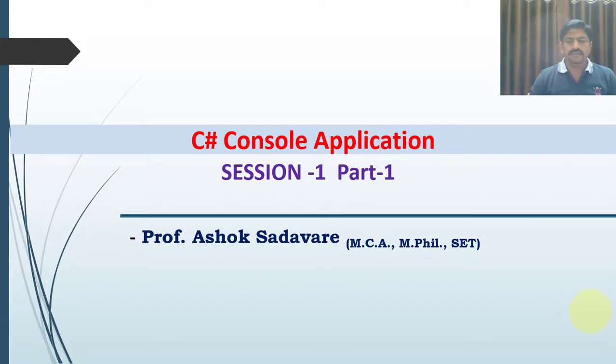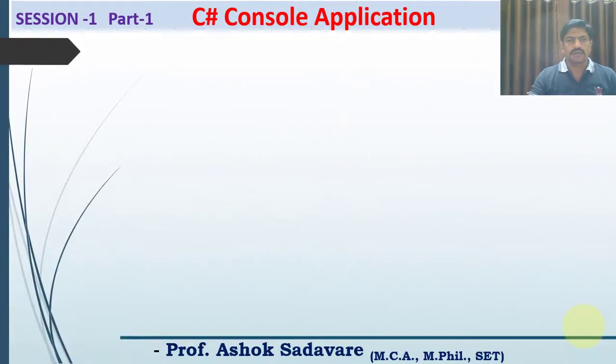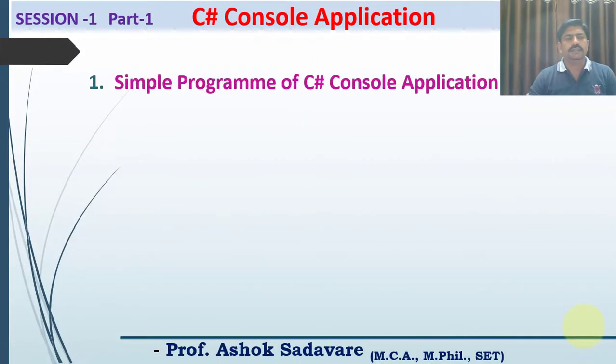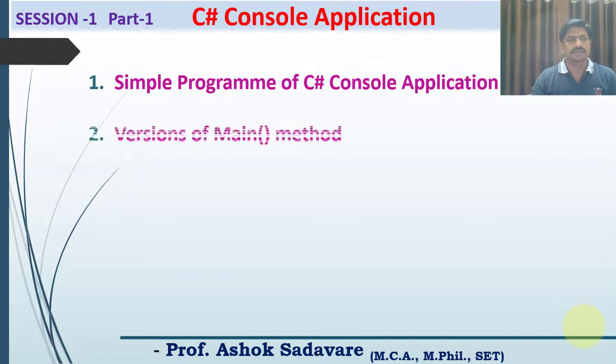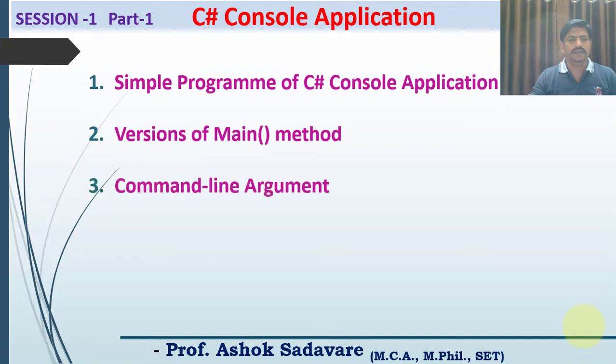In this session 1, part 1, we are going to discuss C# console application. Part 1 is a simple program of C# console application. Second is versions of main methods, and third one is command line arguments. So in this part 1 we will discuss all these things with their examples. Okay, so let's start a simple program of C# console based application.